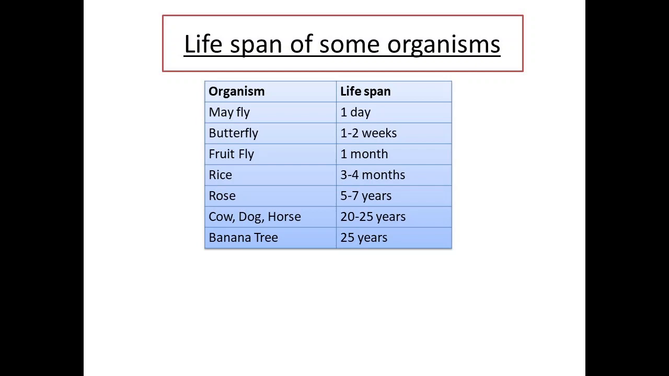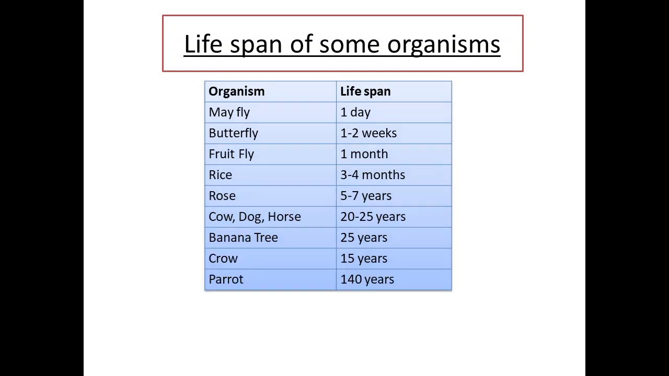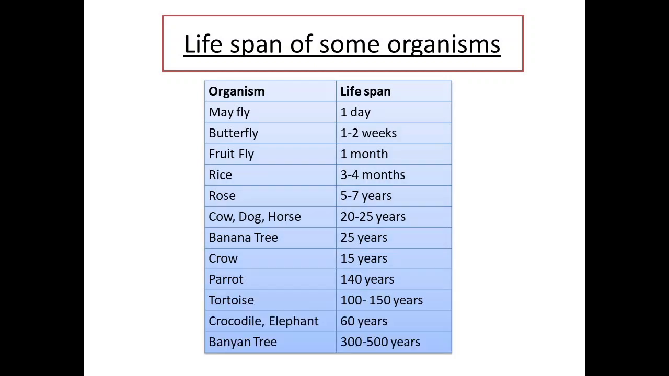So lifespan does not mean that it is related to their size, their color, or their group. The two examples we are going to take up next are the crow and the parrot. Both are birds, the same class, Aves. Size is approximately the same, the color is black or green. But so much difference is there in their lifespan. The lifespan of the crow is 15 years while the parrot is 140 years. And the longest lifespan is of the tortoise, approximately 150 years.